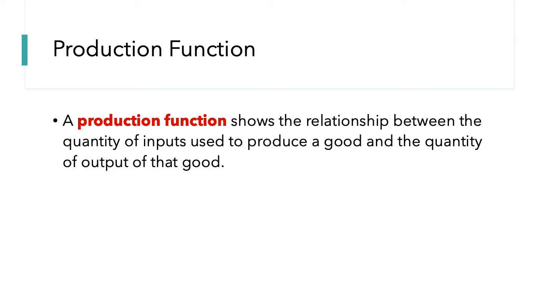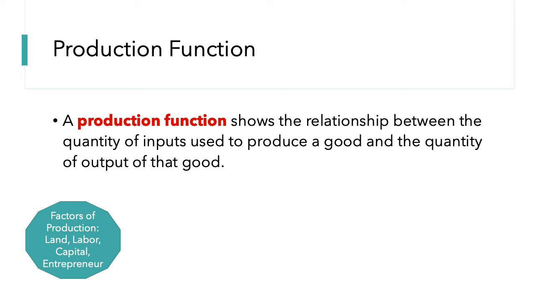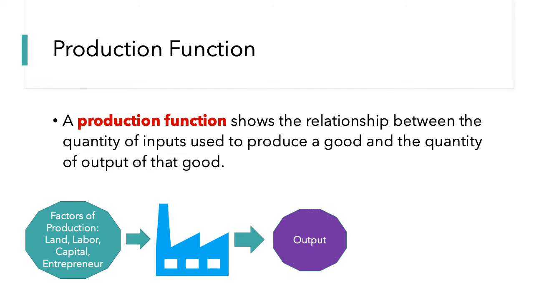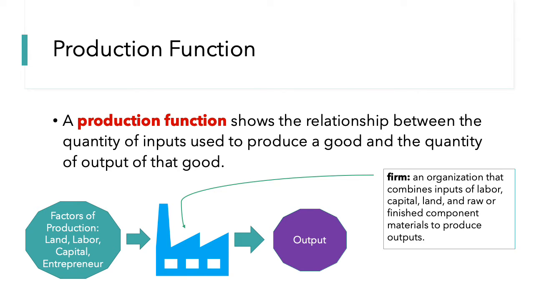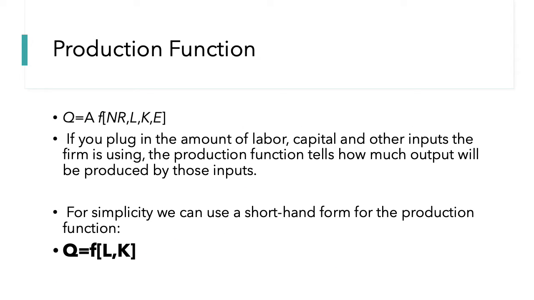Let's start by defining the production function. A production function shows the relationship between a quantity of inputs used to produce a good and the quantity of output of that good. So we start with the factors of production: land, labor, and capital. Of course, they go into the firm or factory, and out comes our output. The firm is the organization that combines inputs of labor, capital, land, and raw materials, or finished component materials to produce final output.